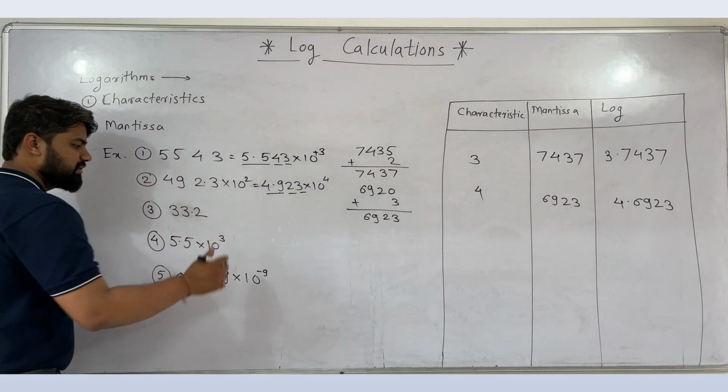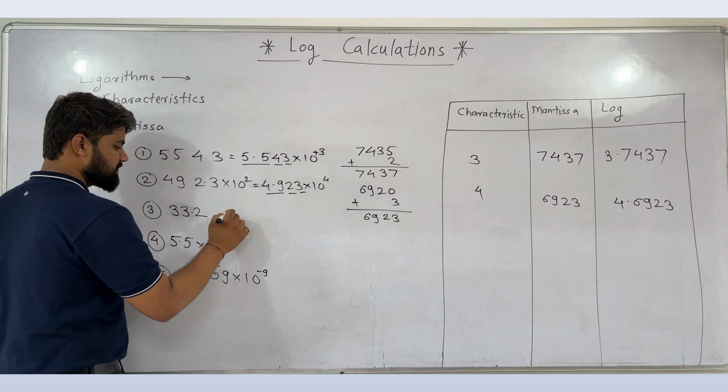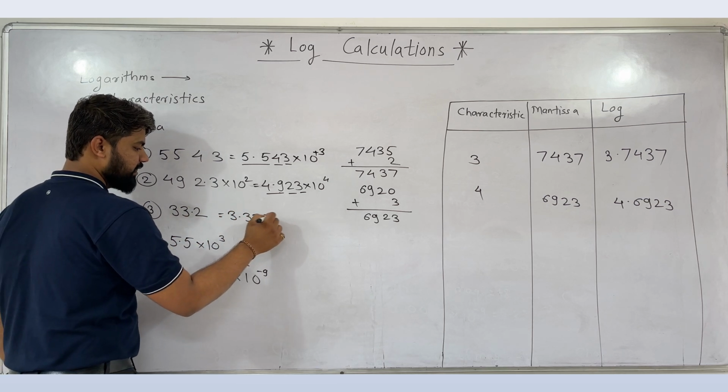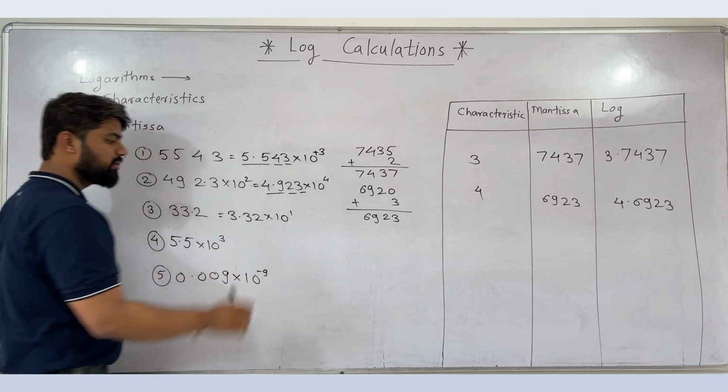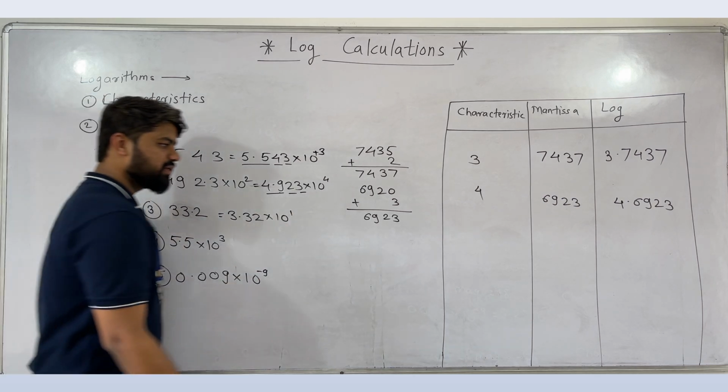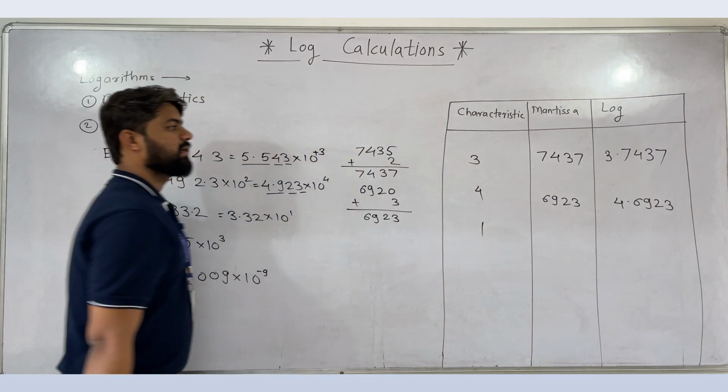Now the next number is 33.2. Now we can convert this number as 3.32 into 10 to the power. We have shifted by 1. We have to increase the value. So plus 1. Plus 1 will be the characteristic.